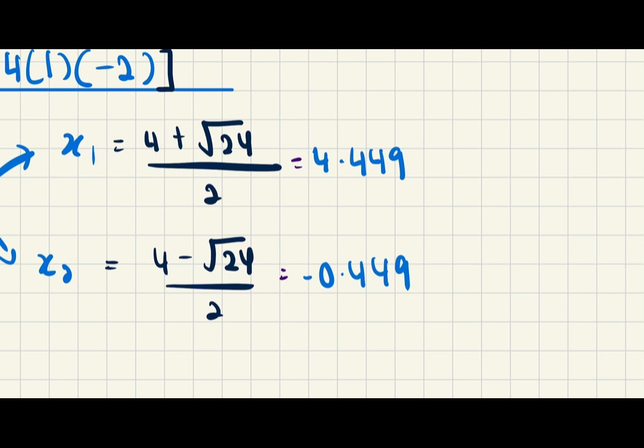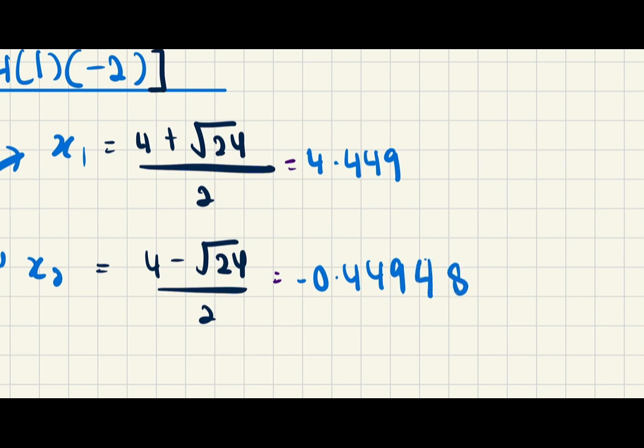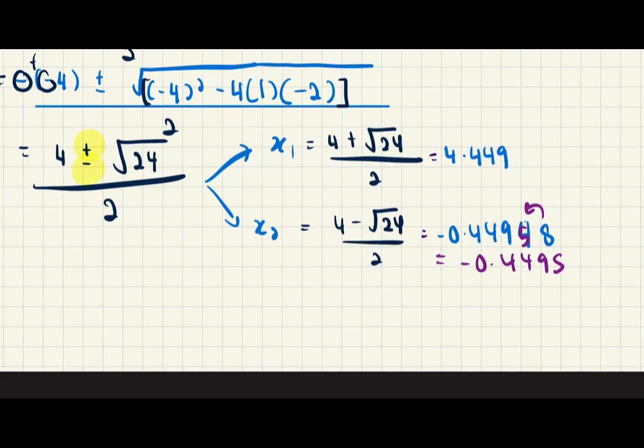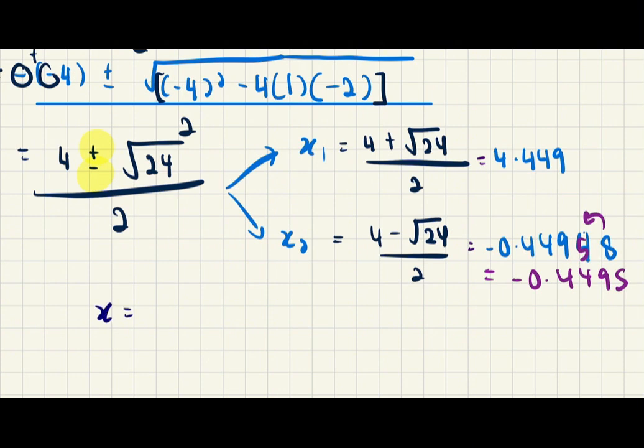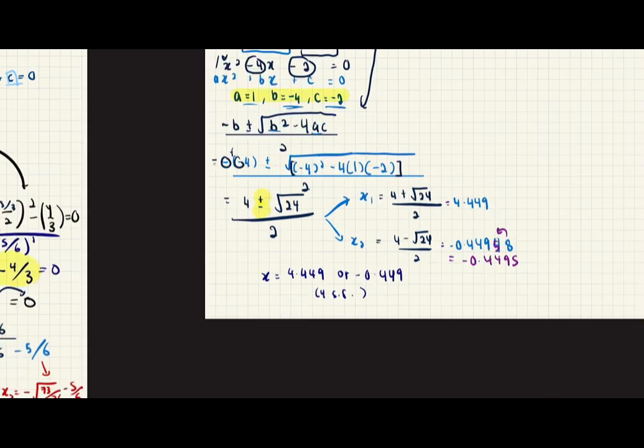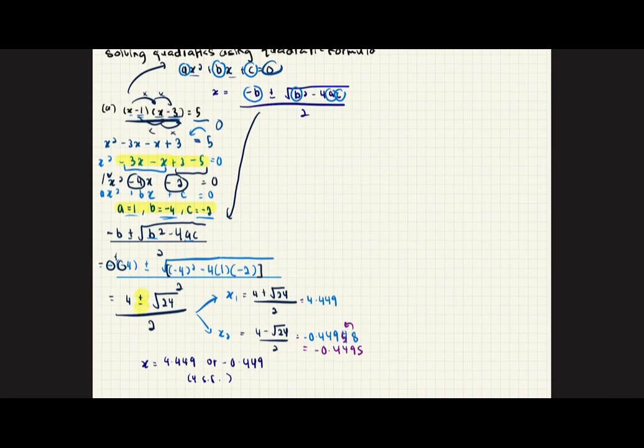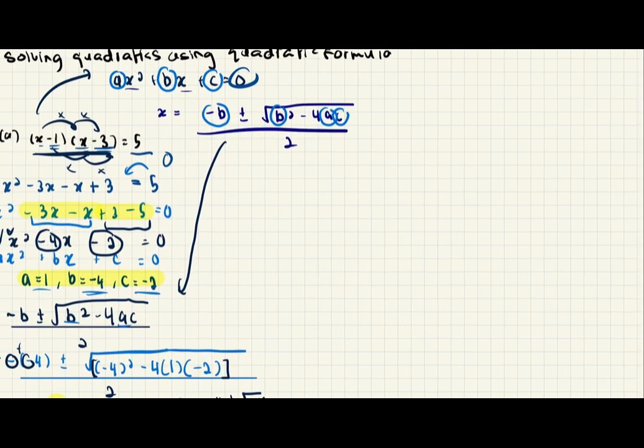Okay, 4 minus square root of 24, and then down is 2. So you get negative 0.4494, but there's an 8 afterwards, so you round this off, this becomes 5, so negative 0.4495. So you write down here x equals 4.449 or negative 0.449. This is for SF, significant figures. Okay, so let's do one more question and I'll explain the steps again.